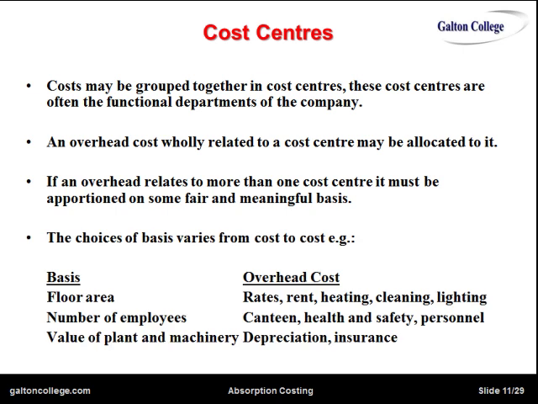The choice of basis varies from cost to cost. For example, floor area. Well, the floor area may relate to rates, rent, heating, cleaning, lighting. So an overhead relating to cleaning could be allocated on the basis of floor area. How much floor area does each cost center take up? What is the proportion of the floor area taken up by a cost center as a proportion of the total area of the building? And that proportion then should be applied to the overhead.